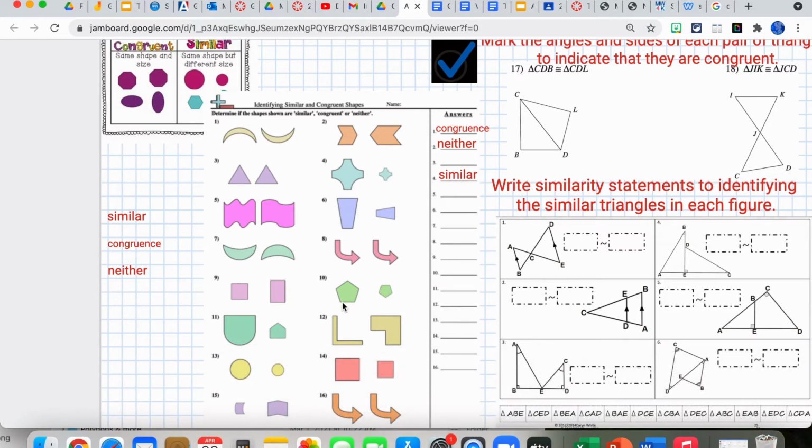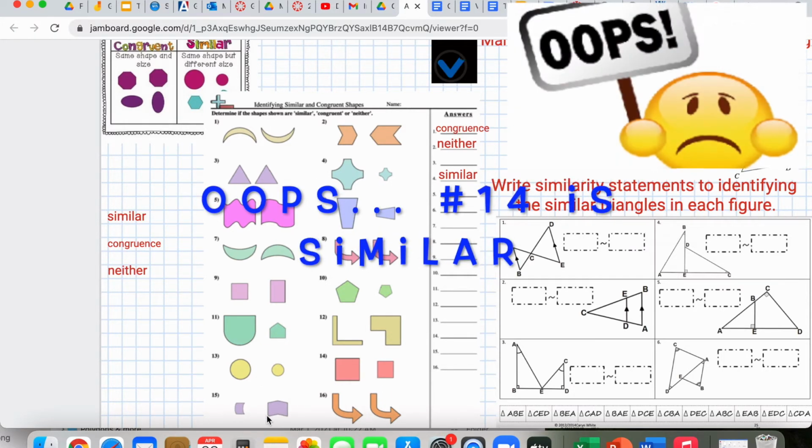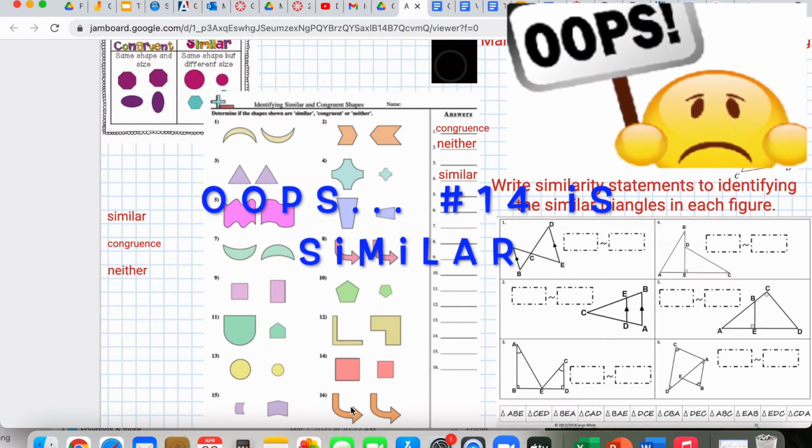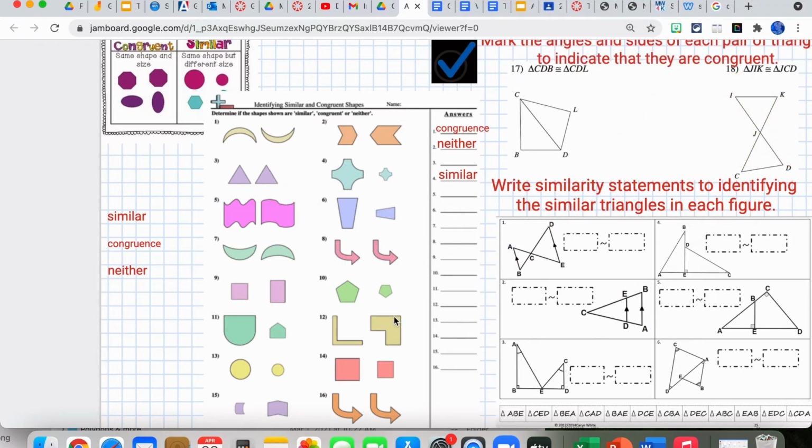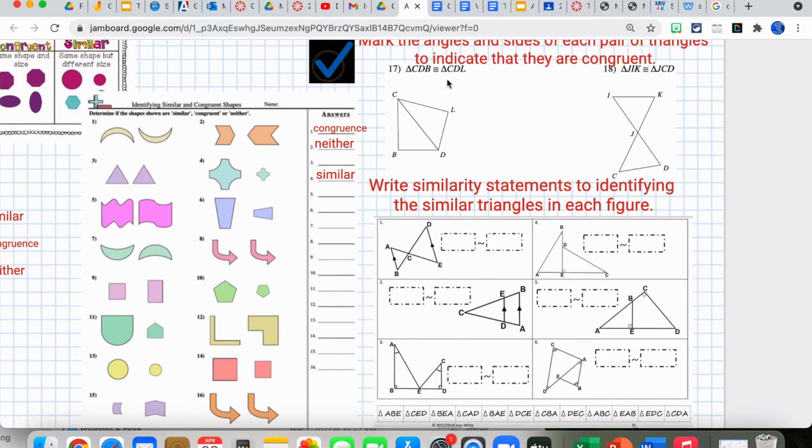Similars, because I have a polygon with 1, 2, 3, 4, 5 sides, and this one looks like it's five sides too. 1, 2, 3, 4, 5. Yes, similars. If I have a six side and a five side, then neither is the answer. This one is neither. This is the answer for this one because this one is rounded, this one is a polygon. Neither, similars, congruent, neither, congruent.